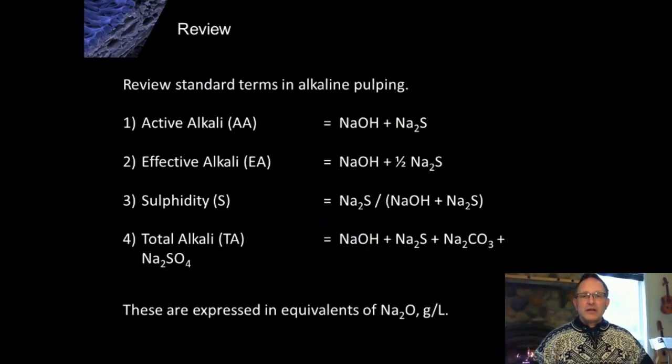So your active alkali is all your active components that contribute hydroxyl ion, so NaOH plus Na2S, your caustic plus your sodium sulfide. Your effective alkali is your NaOH plus half of the Na2S contribution. Sulfidity is a ratio of your Na2S to your active alkali. And then your total alkalinity or alkali includes all of the components that contribute, including the inactive components. All are expressed in terms of grams per liter of Na2O.